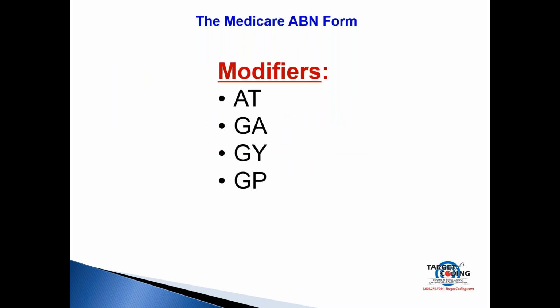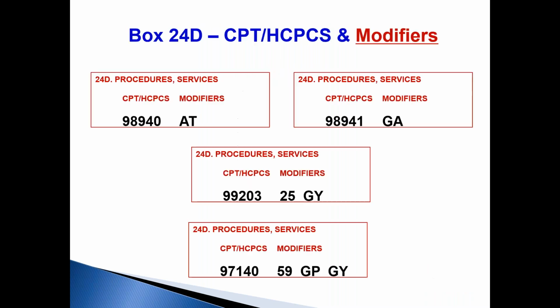Medicare modifiers, there's a few here, not that many. AT, GA, GY, GP. So 98940 AT means active treatment. 98941 GA, that means the patient checked option 1. They wanted you to bill even though it's going to get denied. If you do an exam on your Medicare Part B patients, I think it's a good idea to use the typical 25 modifier if you do something else on the same day. And the GY means not covered.